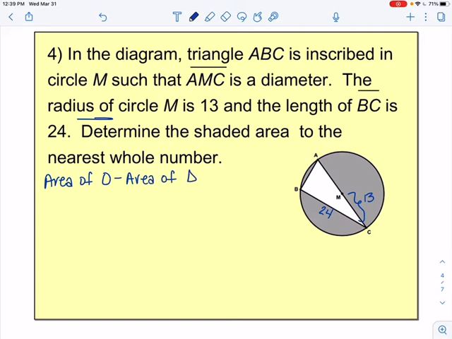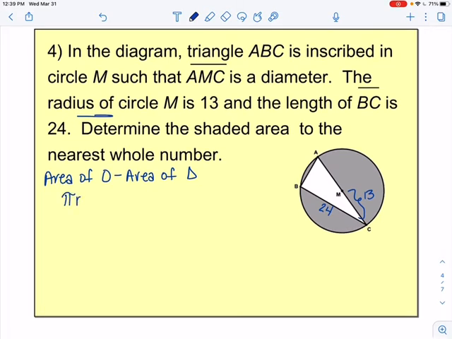So again, the first thing I'm going to do is replace those two things with their formulas. The area of a circle is pi r squared, and the area of a triangle is one half base times height. Again, we were told what the radius of that circle is. It's 13, so I'm going to have pi times 13 squared minus 1/2, and now I need the base and the height of that triangle. Well, 24 is going to be the base, and right here, AB is going to be the height of that triangle. So now I'm missing the height of that triangle.